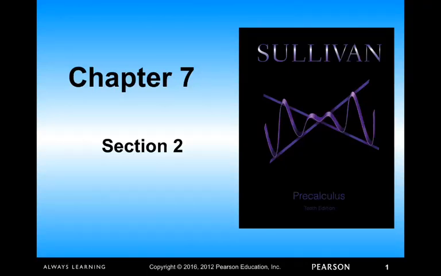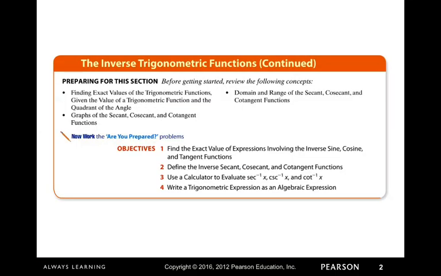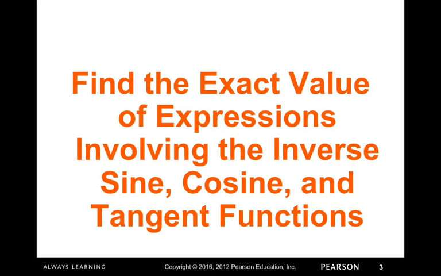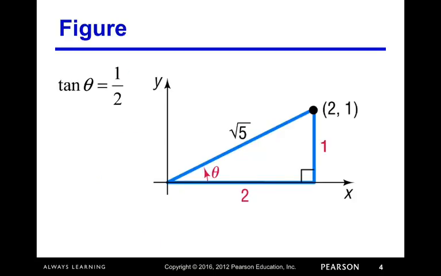Alright, now we're going to start Chapter 7, Section 2 of Sullivan Pre-Cal. This is inverse trig functions continued, so now we're going to talk about secant, cosecant, and cotangent, finding exact values of expressions involving inverse sine, cosine, and tangent, using a calculator to evaluate inverse secant, inverse cosecant, and inverse cotangent, and writing trig expressions as algebraic expressions. Alright, so finding the exact value of expressions involving the inverse sine, cosine, and tangent functions.